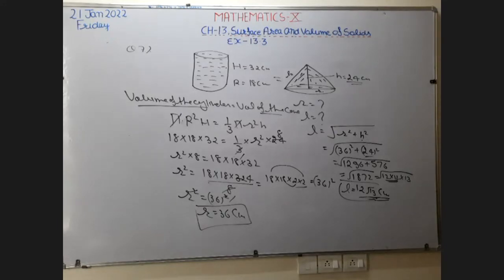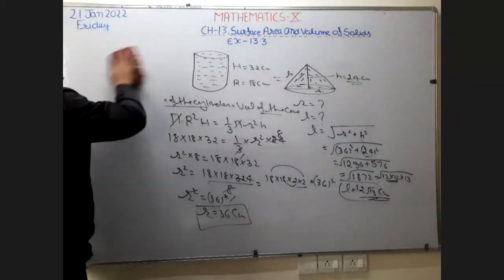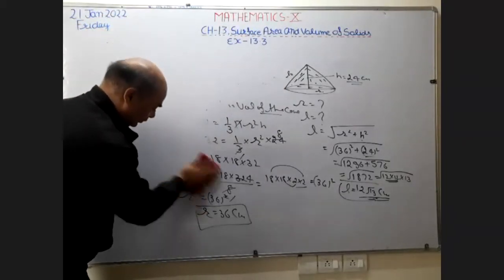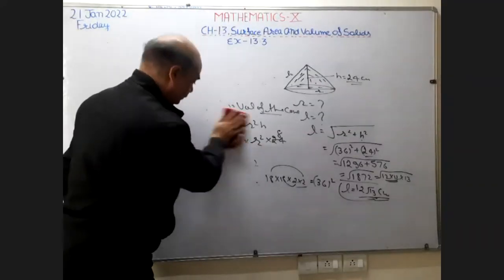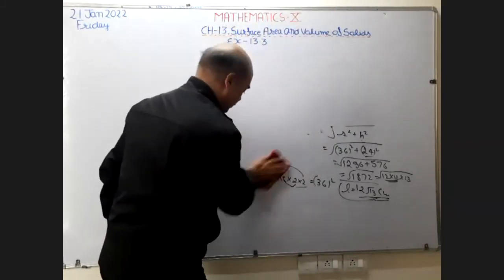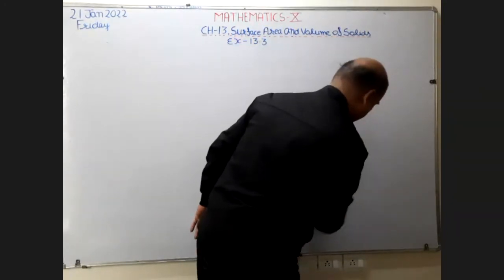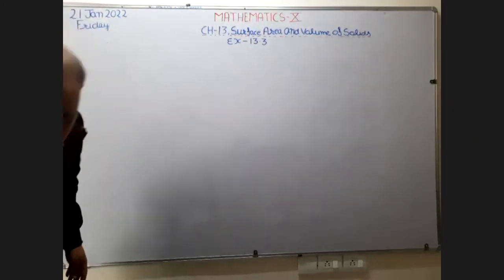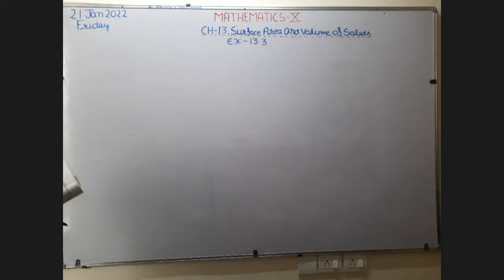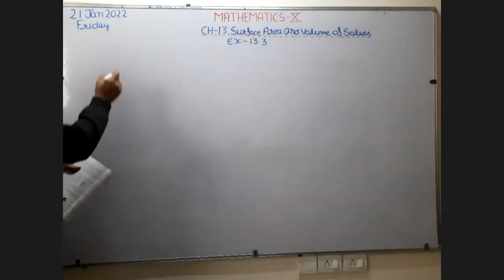Okay. Now check the next question, question number 8. This question number 8 is very important. Check carefully. This question is very important, beta. Some imagination is needed. You are going to imagine the figure of this question. Now read the question carefully. I'm going to solve this question number 8.